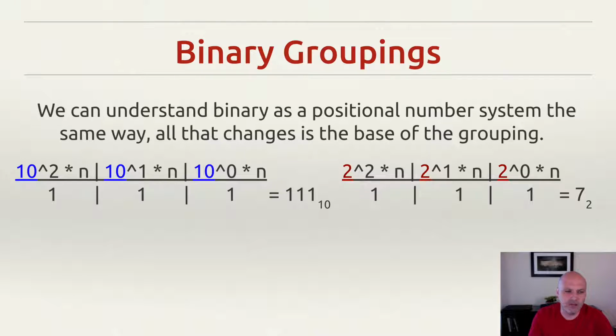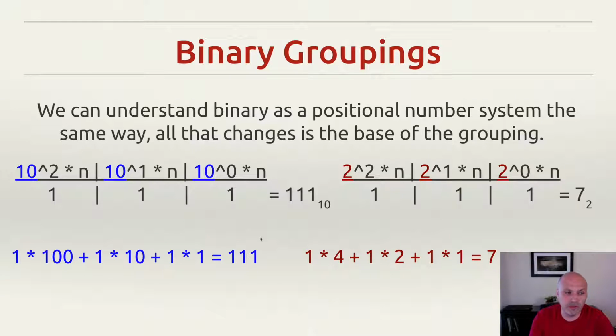Here we have the same number, 111, represented in base 10, and 111 represented in base 2. When we apply the groupings above the places to see how we explain the values, we can tell that the only difference is the actual base used to the power of the place. So in decimal, we have 10 to the 0, 10 to the 1, and 10 to the 2. And then in binary, we have 2 to the 0, 2 to the 1, and 2 to the 2. Both times we multiply this by the value to figure out the actual value for that place.